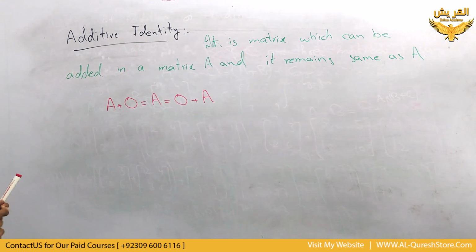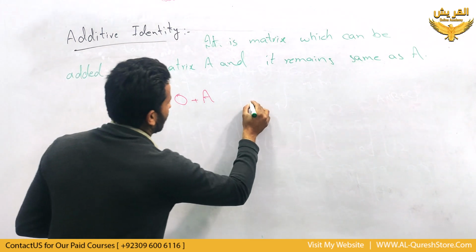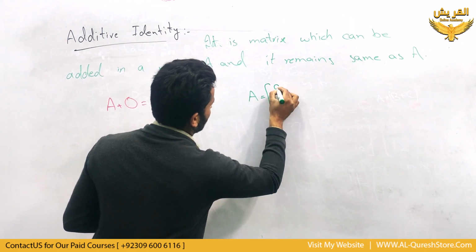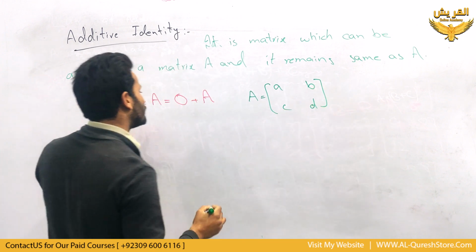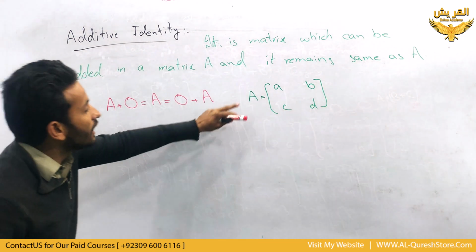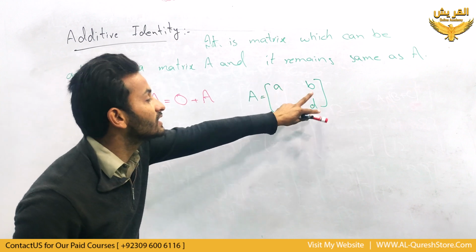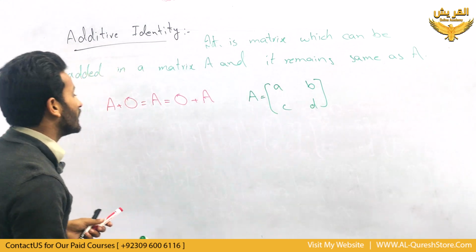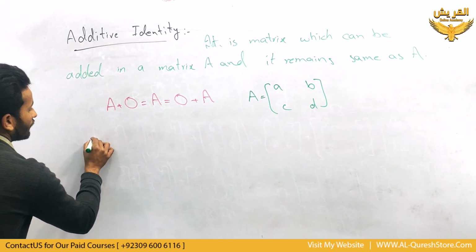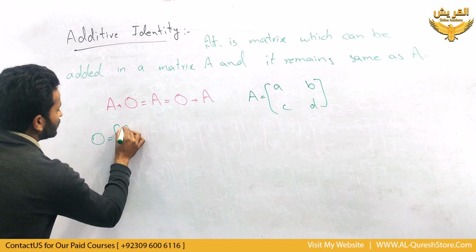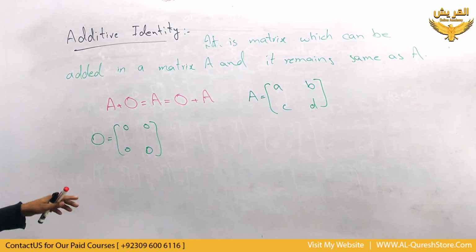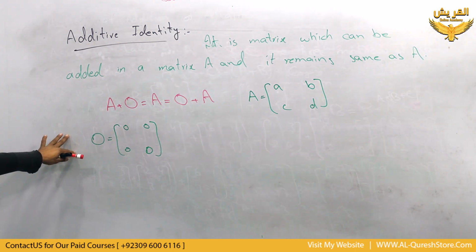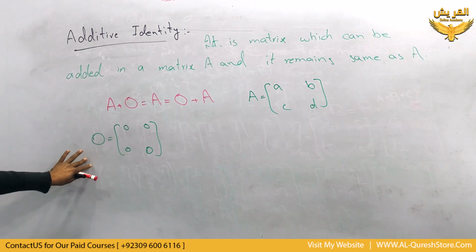Suppose A is a matrix. In general, A is equal to a, b, c and d, and O would be a matrix that cannot change a, b, c and d, all the entries of A. So O is equal to 0, 0, 0 and 0, which is a null matrix. The null matrix is always the additive identity of the same order.